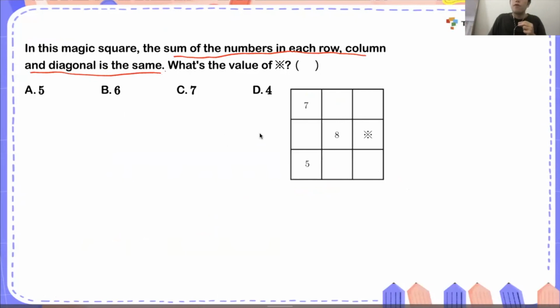So focus on this row, focus on this column. These two lines share the same square, right? And we do know this column and this row will have the same sum and share the same square. So that means 7 plus 5 is 8 plus this unknown value, right? So what is this part? That is 4, right? So that is option D.